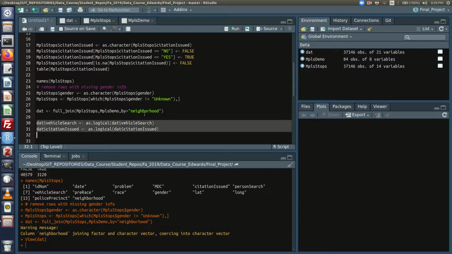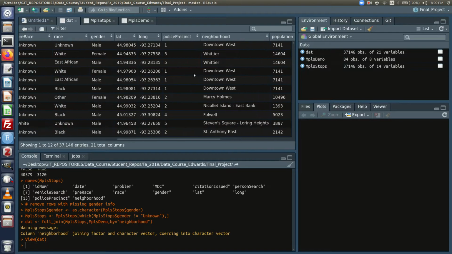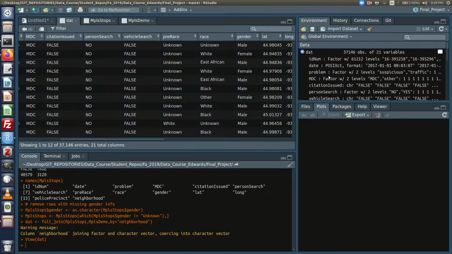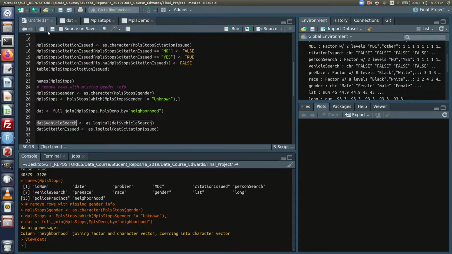So, final step in the cleanup, I'm going to take dat vehicle search. Where is it? Okay, false, false, false. Sure, but it's still listed as a character over here. I want to turn that into logical. Same with citation issued. So I'm just going to say as logical right over those.